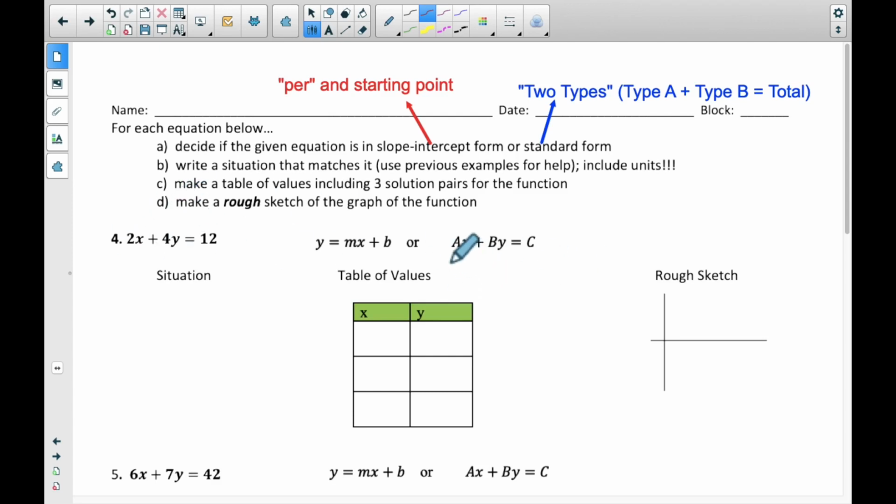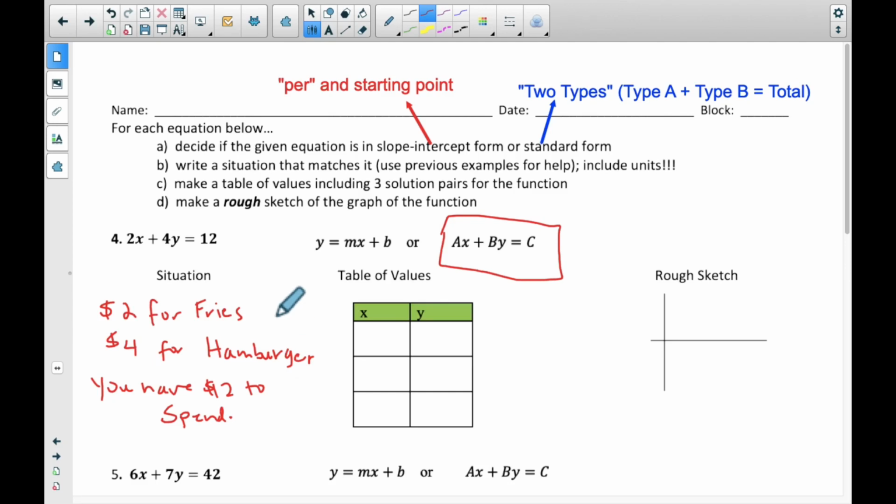Well, this equation looks to me like standard form, and we have to think of a situation. So we're going to think of some situation where we have two types of something that adds up to $12. So maybe it says $2 for fries, $4 for hamburgers, and you have $12 to spend. So how much food can you buy? We kind of went with junk food, didn't we? Well, that's the way it is. So this was how many fries we can order, and this is how many hamburgers we can order.